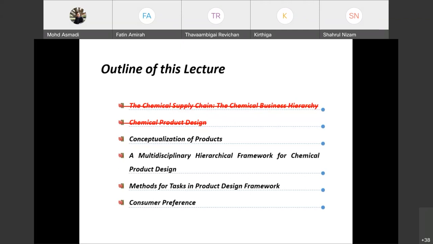Okay, so this is the outline of this lecture. I'm going to explain the conceptualization of the products, the hierarchical framework from phase one until phase three. It contains three phases, with five or seven functions. We will see here, and then the methods for tasks in the product design framework as well as consumer preference, for the second part.